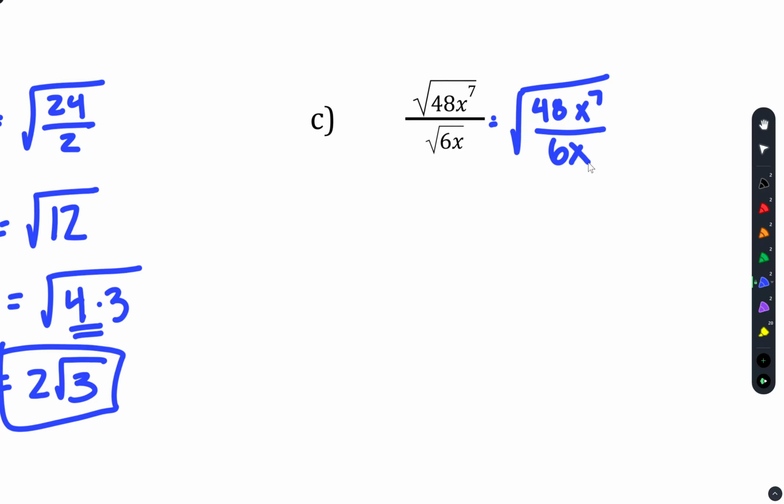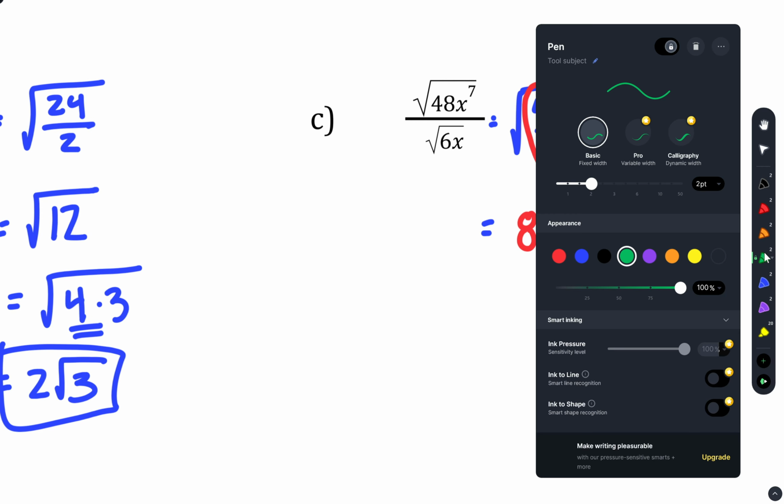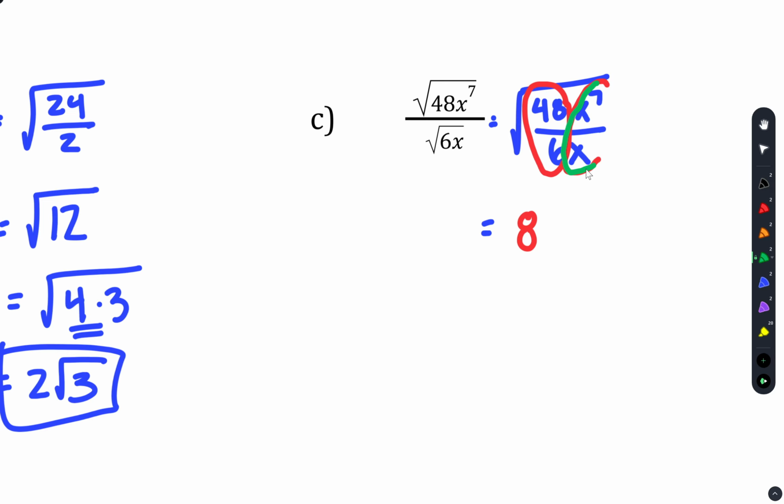48 over 6 simplifies to what? What is this? 48 over 6? 8. Perfect. Okay, here's something we haven't talked about in a minute. If I have x to the 7th over x, do we remember how we simplify these variables with their exponents? We're going to subtract them. So this is like x to the 7th minus 1, which leaves me with an x to the 6th. Now, all of that is still inside that radical. I haven't done anything to take them out yet. Is everybody okay with that step?